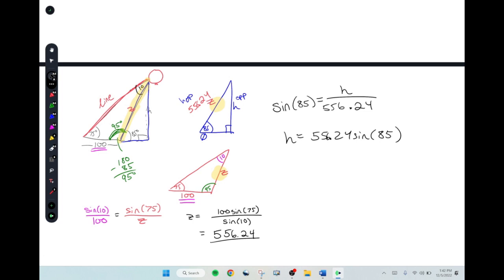And that is going to be a big old number because sine of 85 is super duper close to sine of 90. Sine of 85 is almost sine of 90. Sine of 90 is 1. So I can tell you right now, it's going to be close. It's going to be like 554 or something. That sounds about right. 553.88. I would believe that. Those two numbers are so close to each other because sine of 85 is almost sine of 90. Sine of 90 is 1.